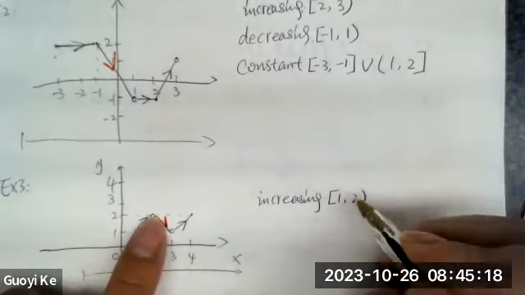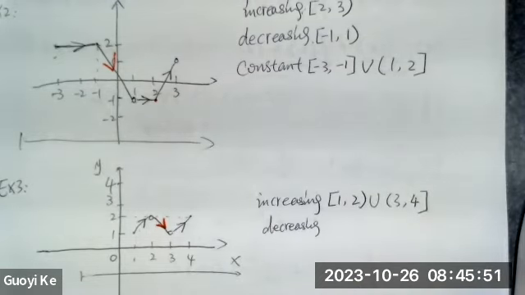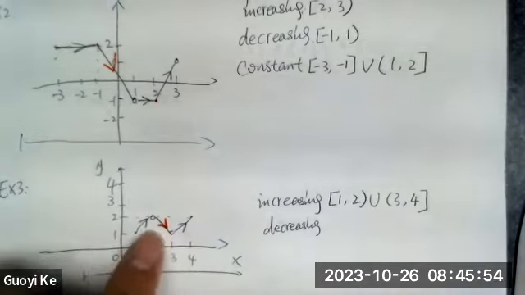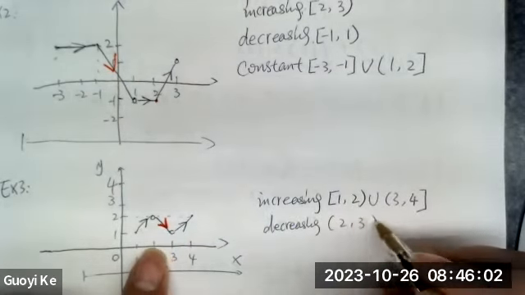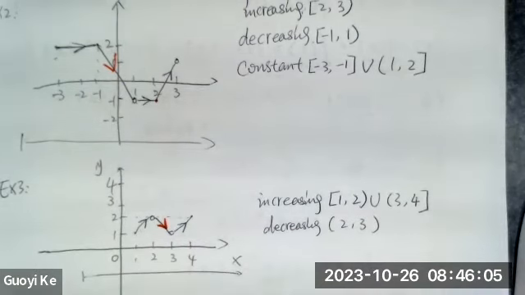Decreasing, that means we need to find the down arrow. The down arrow is here, the red one, so it's from 2 to 3. 2 and 3 here are both open circles, so it means round brackets. Okay, continue.